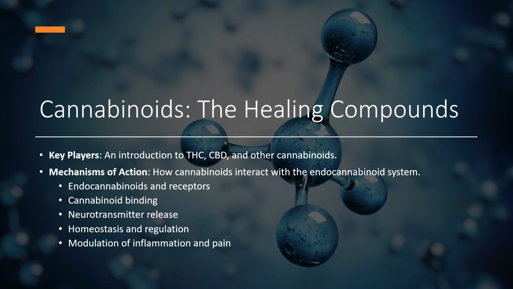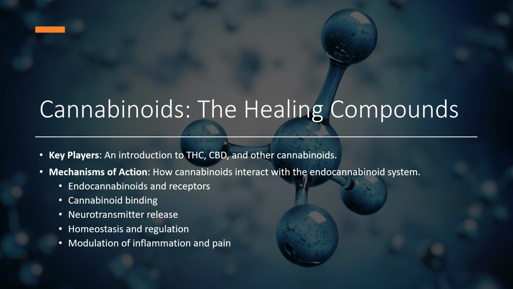The CB1 receptors are primarily found in the brain and the central nervous system, while the CB2 receptors are prevalent in the immune system and the peripheral tissues. And then we have cannabinoid binding. When external cannabinoids like THC or CBD from the cannabis plant are introduced into the body, they bind to these cannabinoid receptors. THC has a high affinity for the CB1 receptors, and that is what leads to its psychoactive effects. But CBD has more of a complex interaction, and it may modulate these receptors differently.